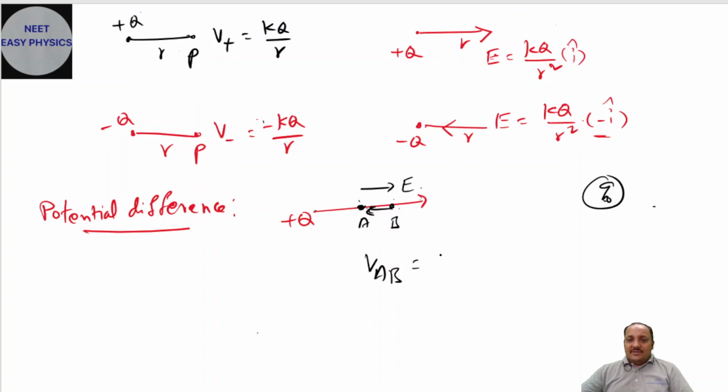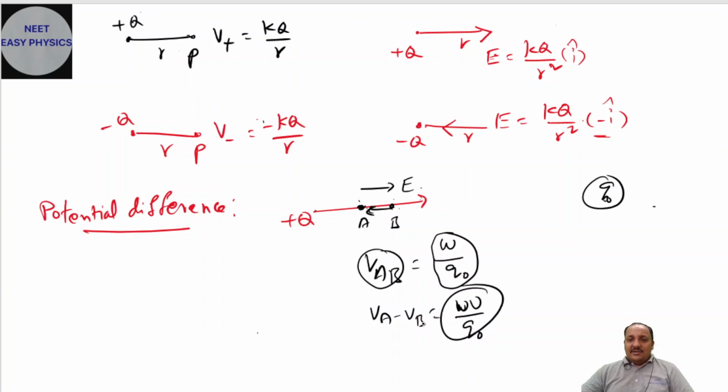VAB is equal to W by Q naught. So this VAB gives the potential difference between A and B. So VA minus VB, like relative velocity, you will write the same, W by Q naught. This is the work done to bring a unit positive test charge from B to A. This is nothing but potential difference. Potential difference arises whenever you bring a charge from one point to another point within the electric field.